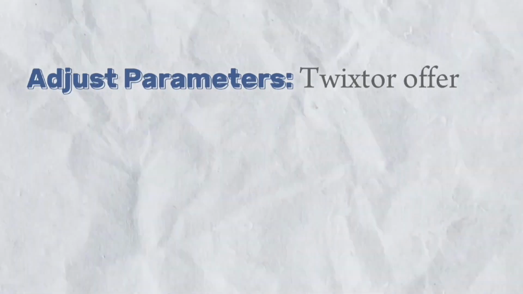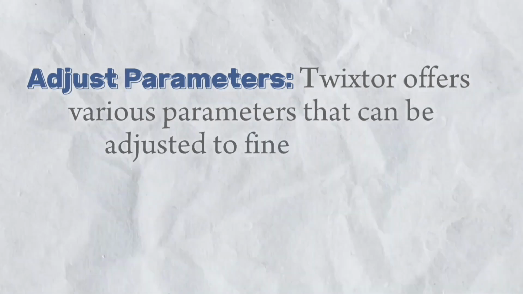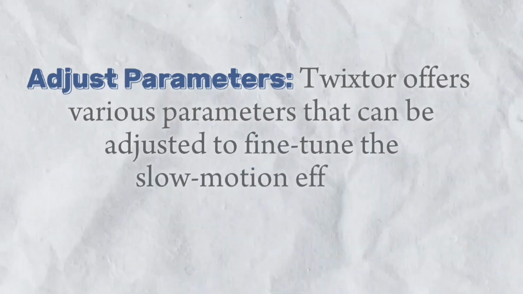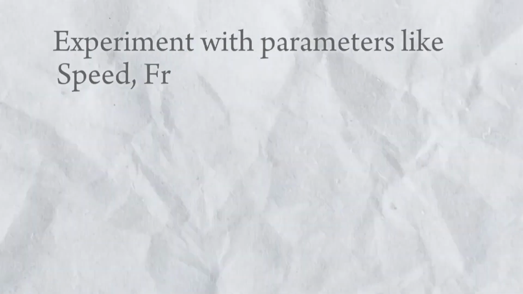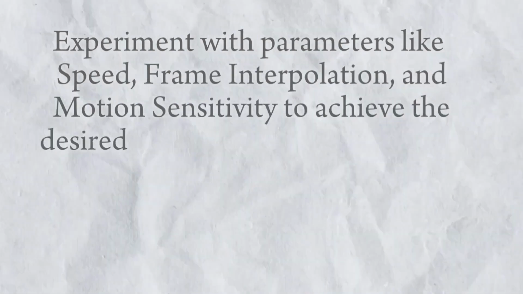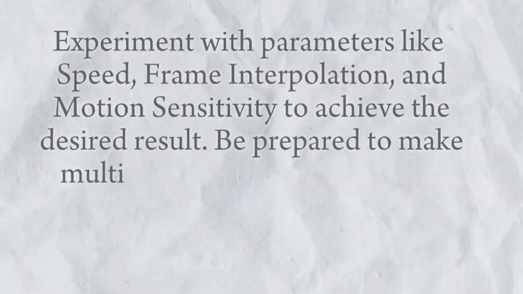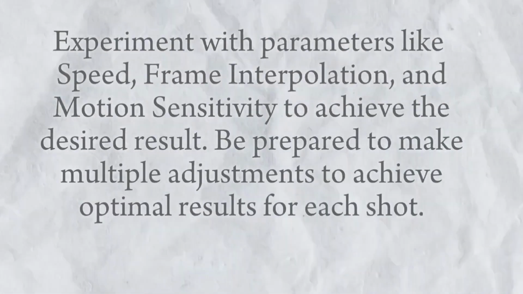Adjusting parameters. Twixtor offers various parameters that can be adjusted to fine-tune the slow motion effects. Experiment with parameters like speed, frame interpolation, and motion sensitivity to achieve the desired result. Although, be prepared to make multiple adjustments to achieve optimal results for each shot.